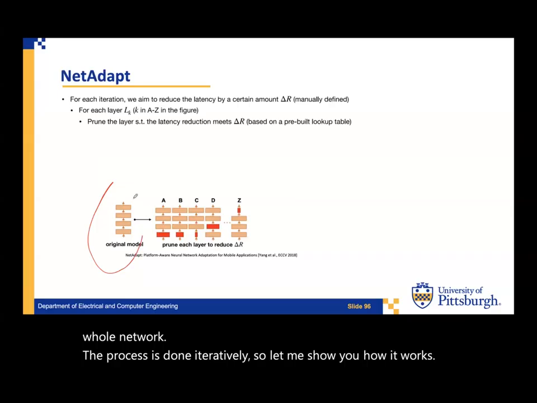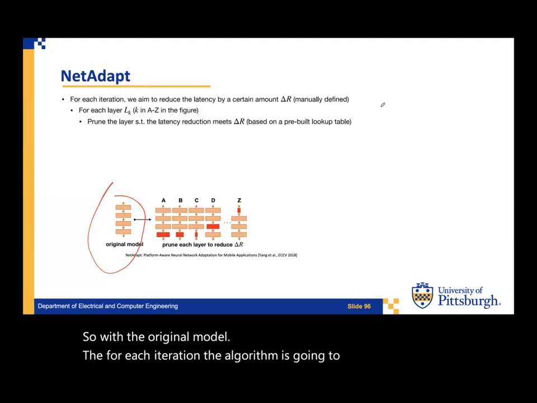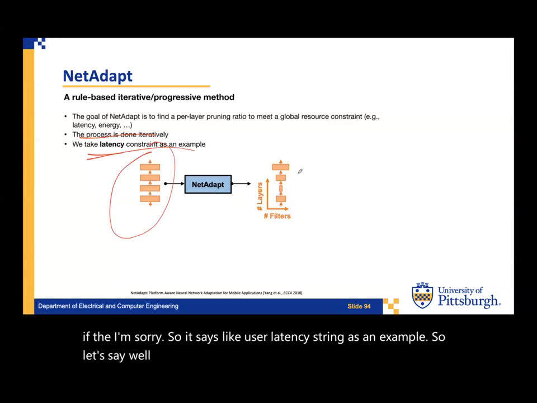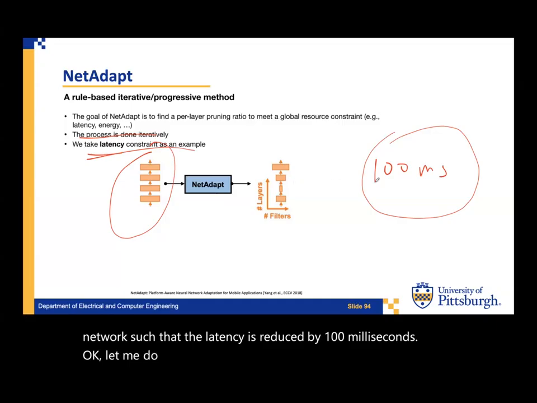So with the original model, for each iteration, the algorithm works as follows. Let's use latency as an example. Let's say this is the original network, and I want to prune the network such that the latency is reduced by 100 milliseconds. What should I do?